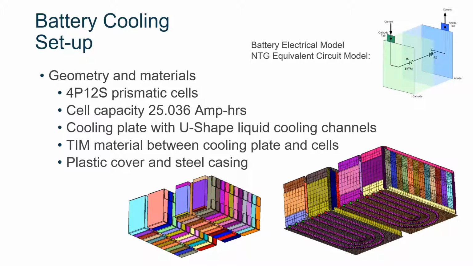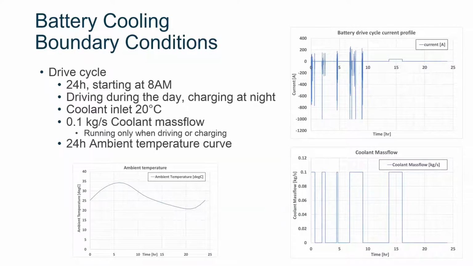So we import the HTCs and then we do the TAITherm standalone that we can run quickly for this drive cycle. It's a 24-hour drive cycle starting at 8 a.m. This is the current over time, meaning driving during the day, charging at night, 24 hours. The coolant mass flow is changing over time. It can be any curve. Here it was chosen to be cooling during driving.